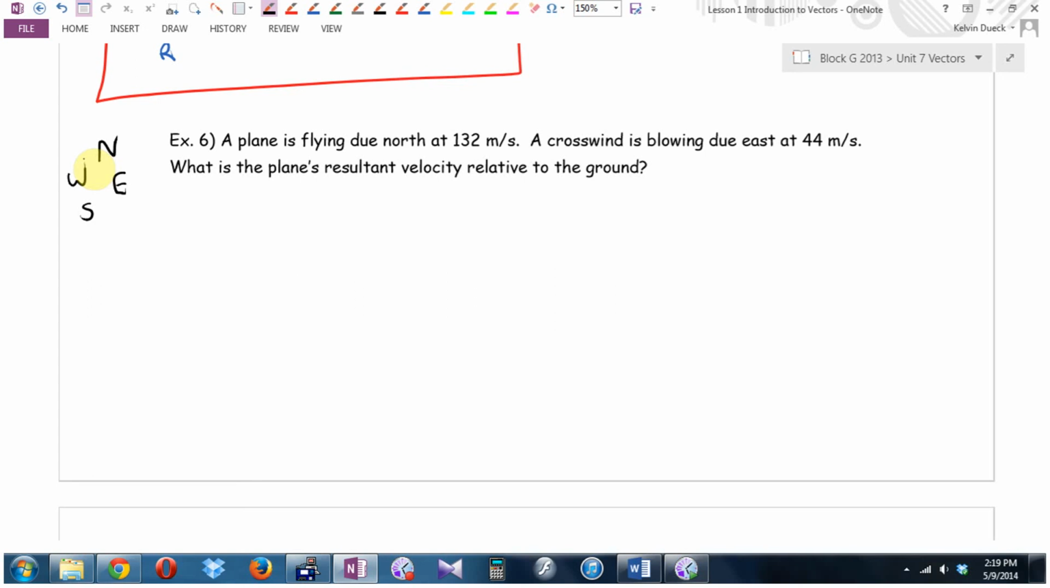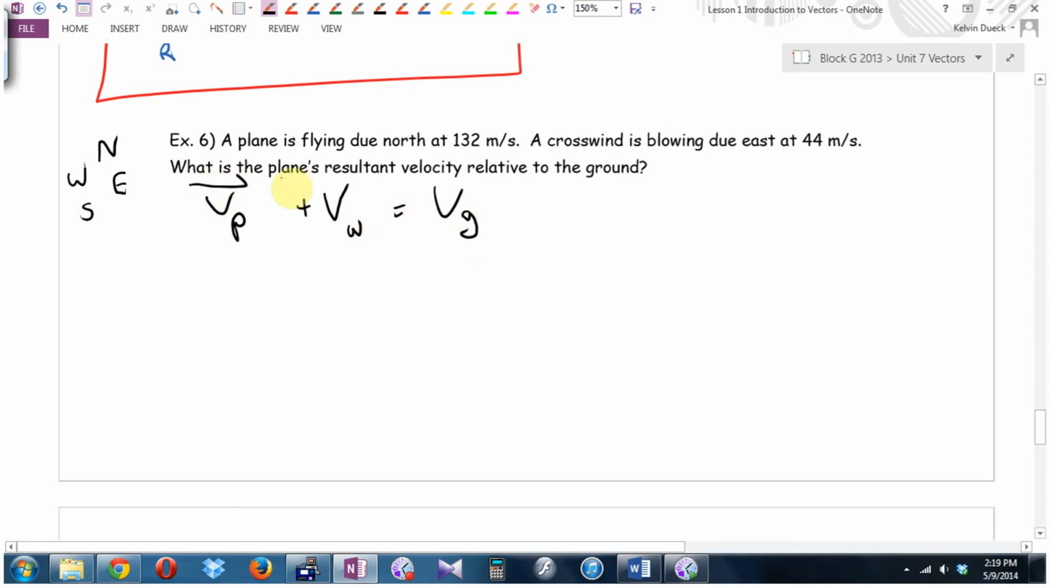So we want to add V plane plus V wind. That's going to give us V ground. Let's add vectors to all of that. The velocity of the plane added vectorially with the velocity of the wind will give me the resultant velocity that the radar tower sees, the ground sees. Anthony, what's the plane's velocity? Direction. You know what?